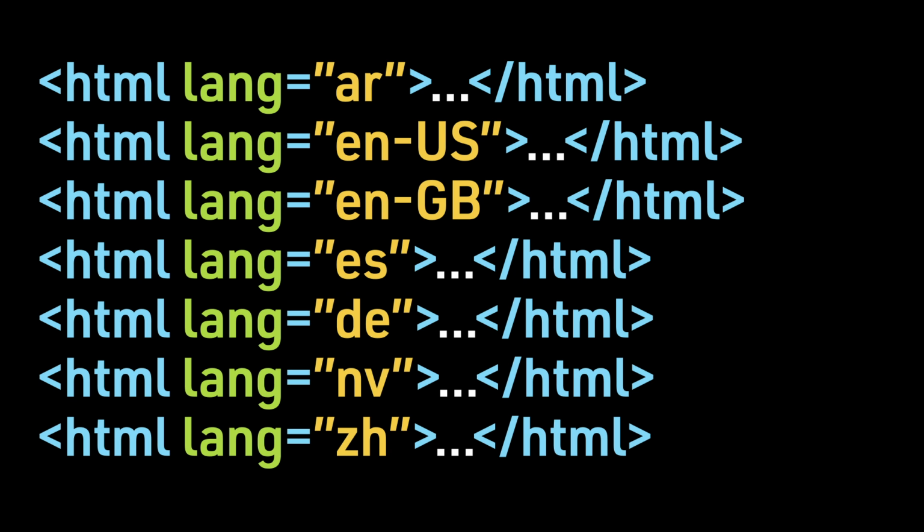So in the first example, we are declaring the language in Arabic, the second in American English, the third in British English, the fourth in Spanish, the fifth in German, the sixth in Navajo, and the last in Chinese.